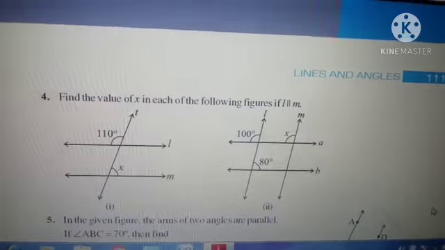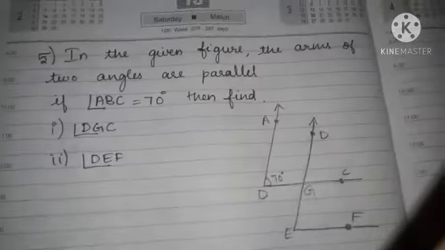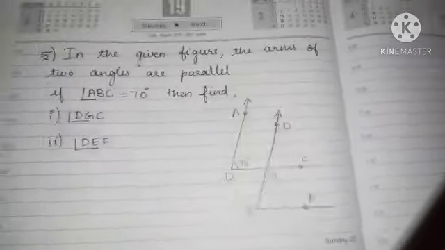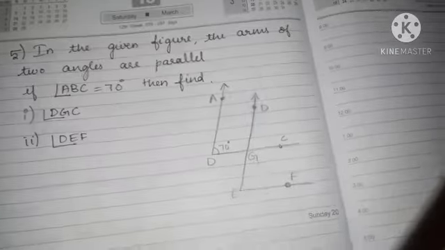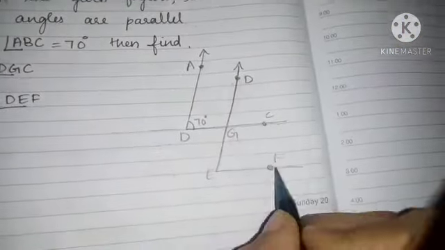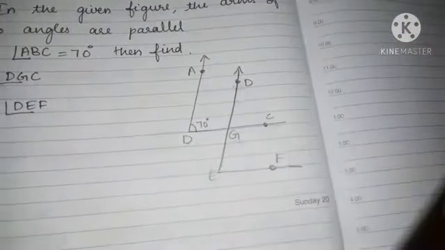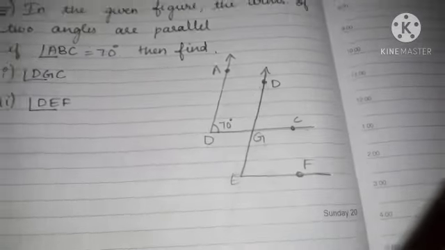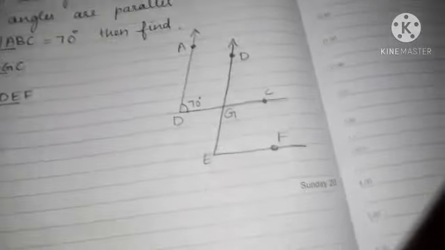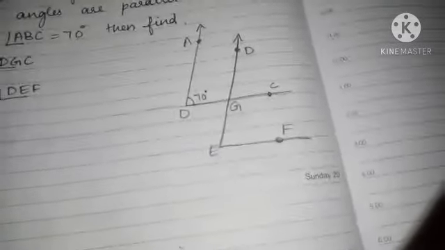Understood? Next is your fifth problem. In the given figure, the arms of two angles are parallel. Okay, the arms of two angles are parallel in the sense, if you see like this, these two are parallel and this will be your transversal. And if you see like this, these two are parallel and this is your transversal. So that is the meaning. Okay, in this problem you should imagine. So they are saying the arms of two angles are parallel.